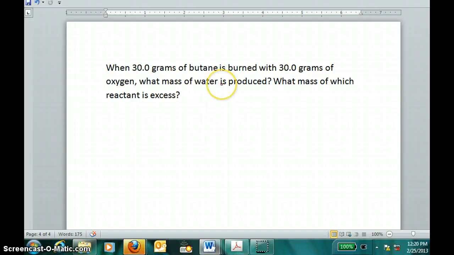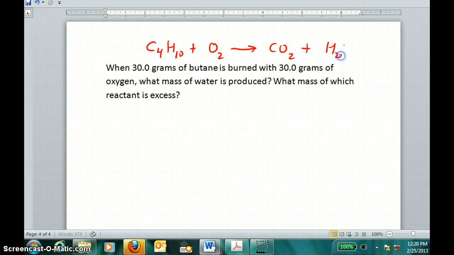When 30 grams of butane is burned with 30 grams of oxygen, what mass of water is produced and what mass of which reactant is excess? Well, we start by writing the reaction and balancing it. Butane, C4H10, oxygen, O2, and we get carbon dioxide and water anytime we combust a hydrocarbon. And we can balance it pretty easily with a 2 and an 8 and a 20, or excuse me, a 10, and that means we need 13 oxygens.